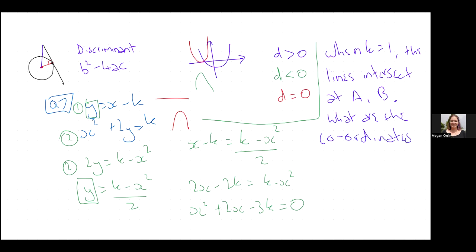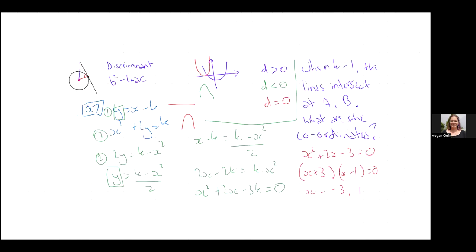So let's find the coordinates. If k is 1, this is just x squared plus 2x minus 3, correct? How do I solve a quadratic? I could use the quadratic formula, but let's just factorize it. x plus 3, x minus 1. So what are my solutions? Am I done? Nope, good.